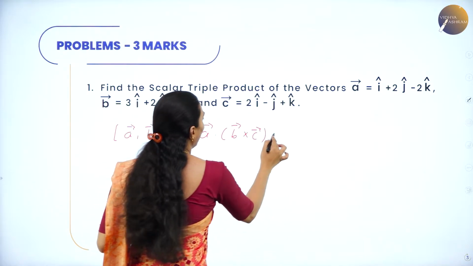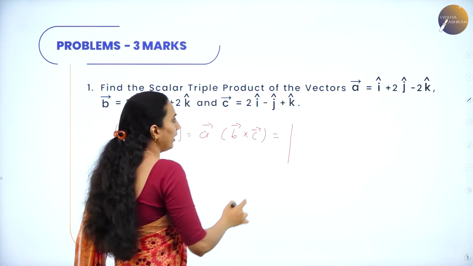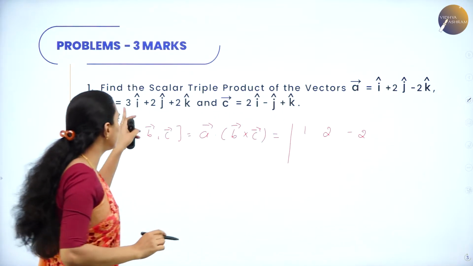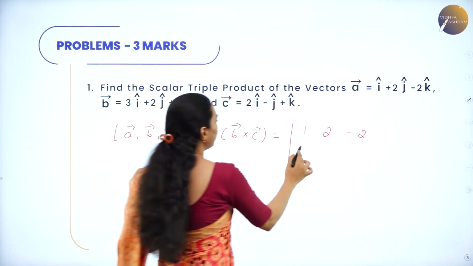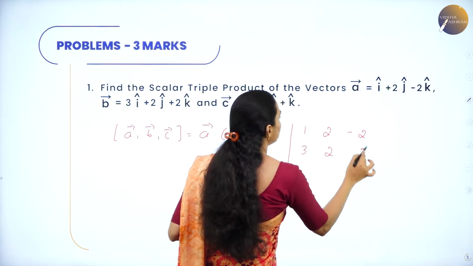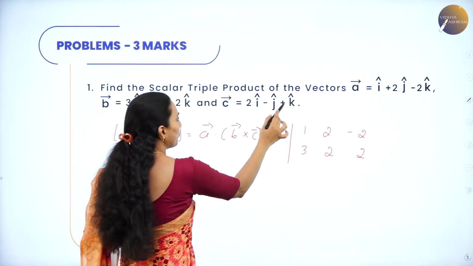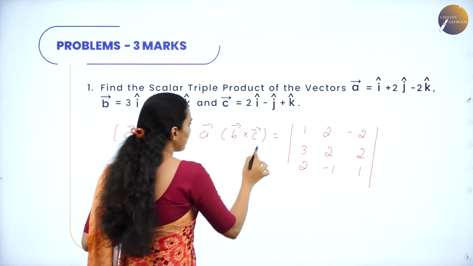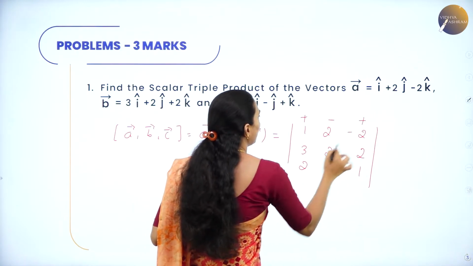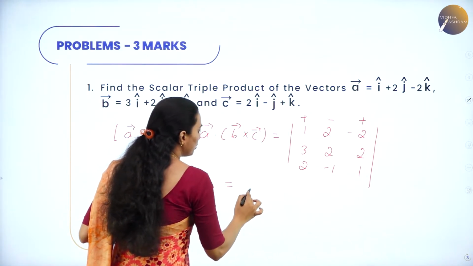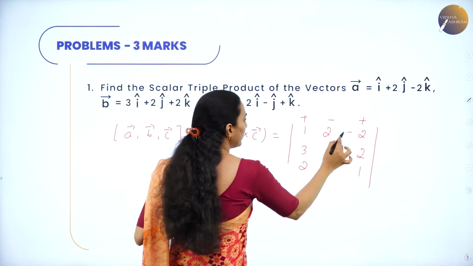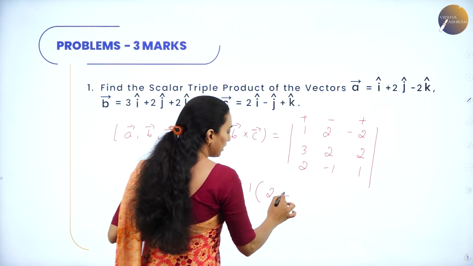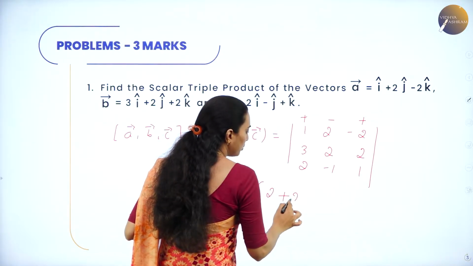So which is given by, you can have the coefficients of A vector which are 1, 2 and minus 2, and the B vector coefficients are 3, 2 and 2, and C vector is nothing but 2, minus 1 and 1. You are going to expand this by having here plus, minus and then plus. So what happens? 1 into, you are going to leave the first column, first row. 2 into 1 is 2, minus of minus is plus, 1 into 2 is 2.